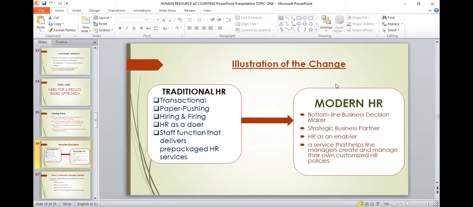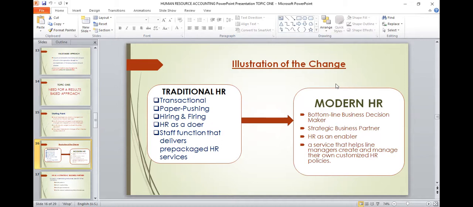Trainings, all of those are personnel skills. You should not brag about them. So these are traditional HR functions. HR being a doer, we were doing. Those are particularly some of the things that we engaged with.